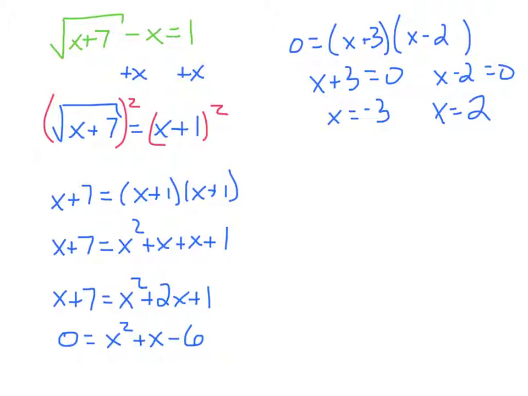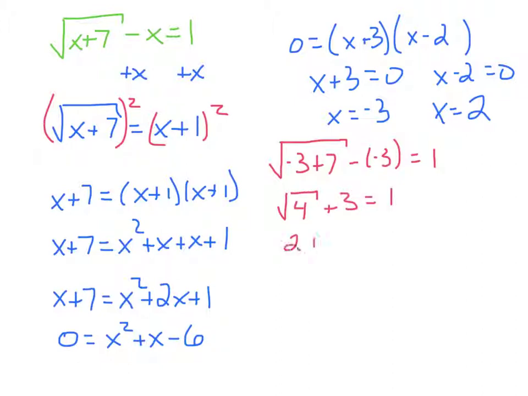Now we still have to check for our extraneous solutions. So let's plug both of these in and see what we get. So we'll plug in negative 3 into the original and see what happens. So we get the square root of negative 3 plus 7 minus negative 3, and we're going to see if that equals 1. So that gives us the square root of 4 plus 3 equaling 1, and finally 2 plus 3, and that does not equal 1. So negative 3 is what they call an extraneous solution.